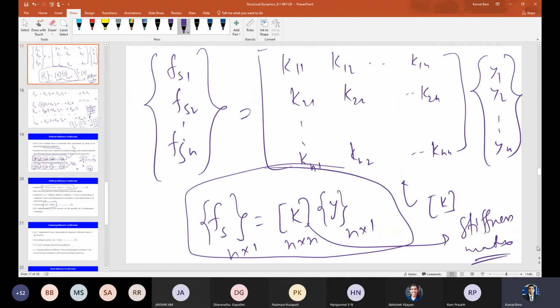Okay. And by virtue of the Maxwell-Betti reciprocal theorem, this matrix is symmetric. That is, Kij is equal to Kji due to the Maxwell-Betti reciprocal theorem. Okay, so any doubt in this? What I just talked about in the last 5 to 10 minutes? Okay.